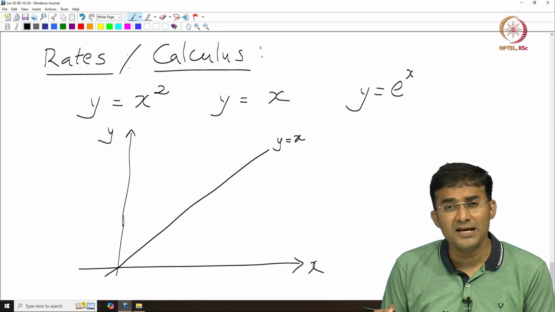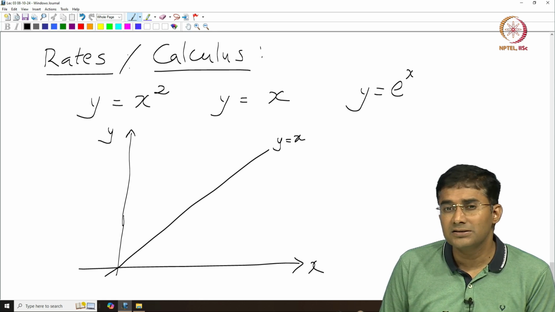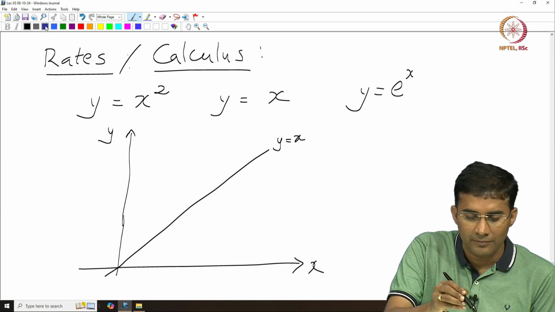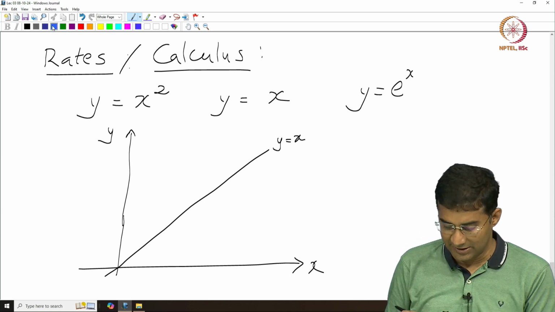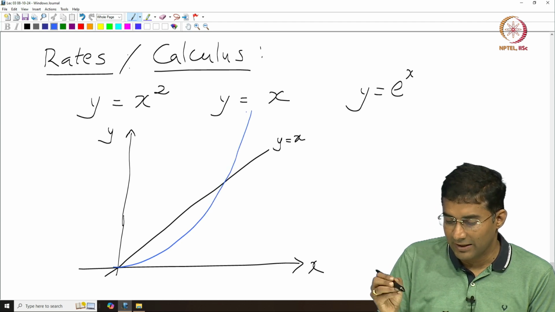That means the rate of change of the function y is equal to x is constant and does not depend on x. On the other hand, if you think of y is equal to x square, it would look like this, right.